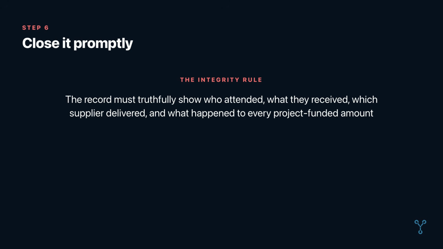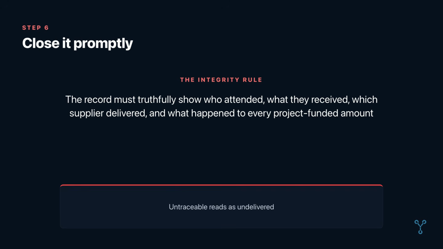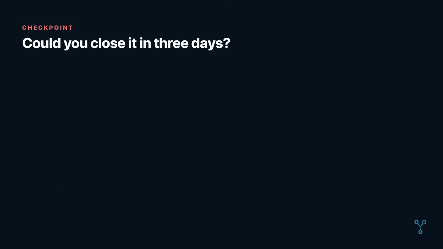The record must truthfully show who attended, what they received, which supplier delivered, and what happened to every project-funded amount. An event that cannot be traced is difficult for a reviewer to distinguish from one that was poorly controlled or never delivered. Checkpoint: could you close the file for your next event within 3 working days after it ends?